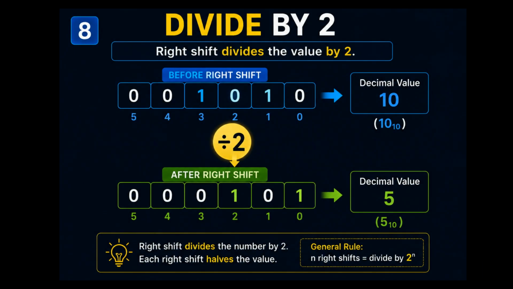One right shift divides a binary number by 2. Before the shift, the binary number 001010 is equal to 10 in decimal. After shifting every bit one position to the right, a 0 is inserted on the left. The new binary number becomes 000101, which equals 5 in decimal. So the value changes from 10 to 5. Remember, every right shift halves the value. If you shift 2 times, the number is divided by 4. If you shift 3 times, it is divided by 8.